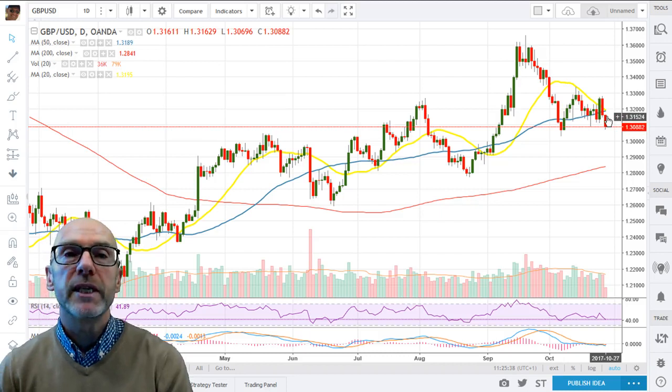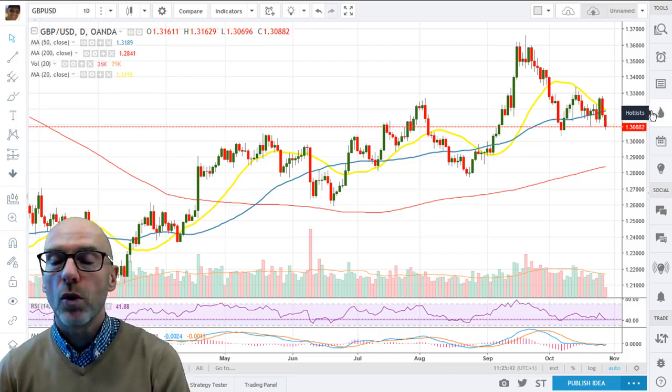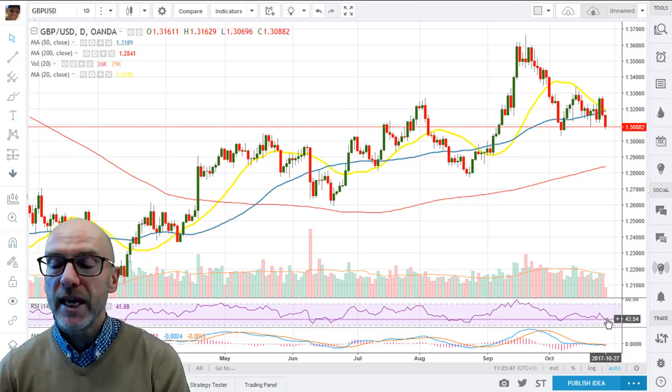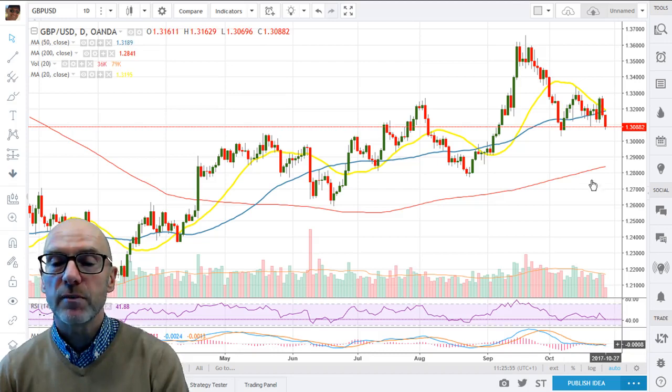And really, for the medium-term picture, we do need to get back above that 50, which is at 131.89. Momentum again looks negative. The MACD starting to roll down below zero, so there's a build-up of downside momentum.